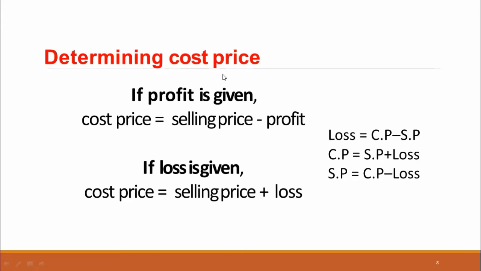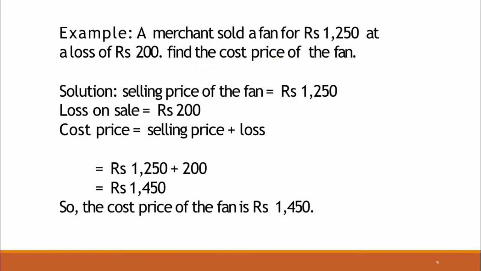Now how to determine the cost price when profit is given? When profit is given, the cost price is equal to selling price minus profit, and if loss is given, then the cost price is equal to selling price plus loss. Using this formula, the loss formula is cost price minus selling price. So cost price will be equal to loss plus selling price, and selling price is equal to cost price minus loss. So let's move to an example for this discussion.